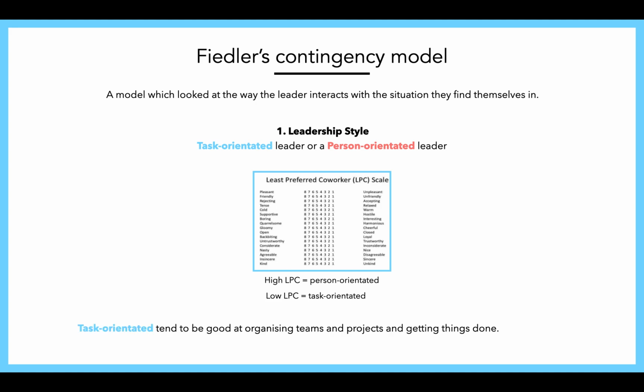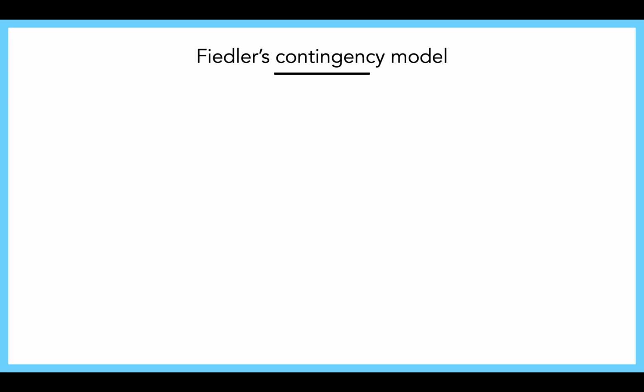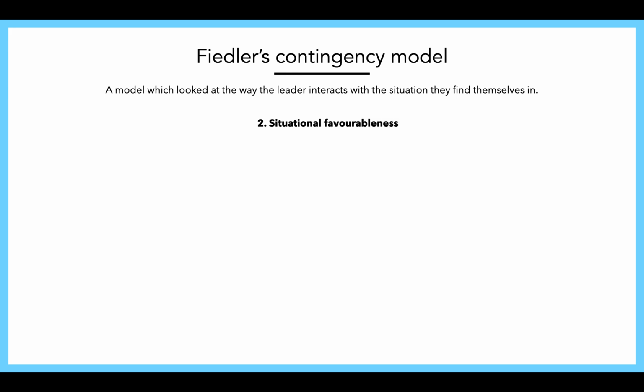So a task-orientated leader tends to be good at organising teams and projects and getting things done. A person-orientated leader tends to be good at building good relationships and managing conflict to get things done. Okay? So that was part one, figuring out whether you're a task-orientated leader or person-orientated. Okay? Now the second part was looking at the situation and was that situation favourable?